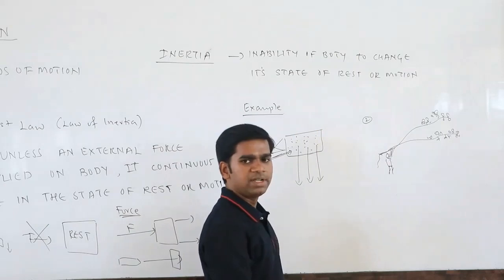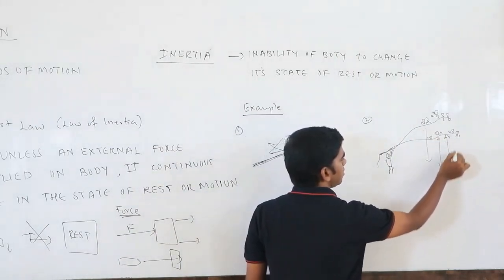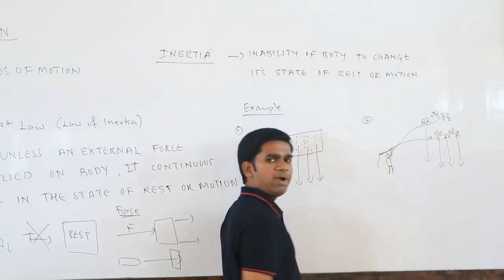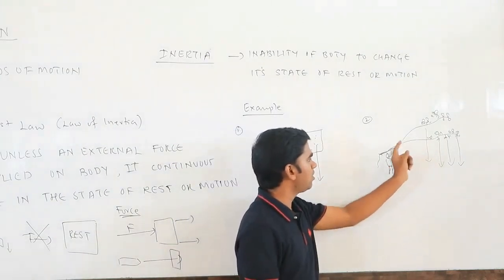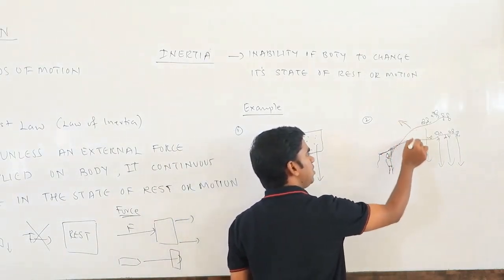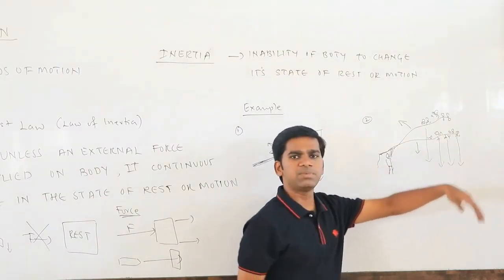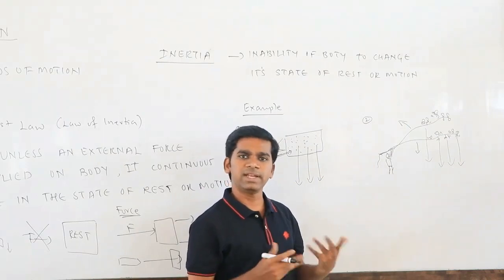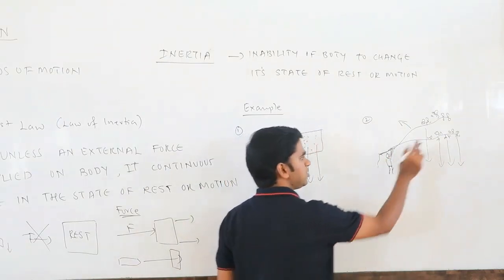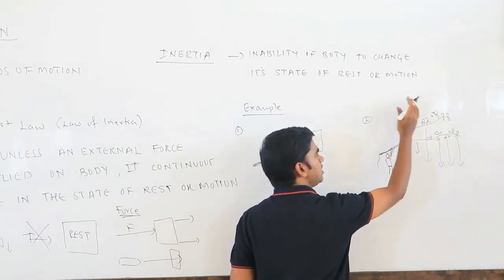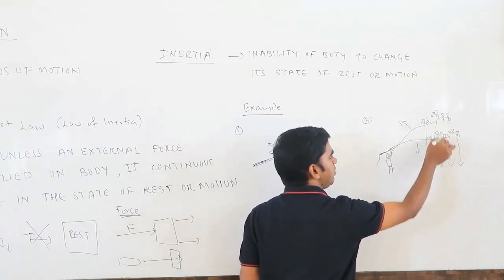So now what will happen? All the flowers fall down. Why? You are applying force on the branch. So the branch will move here and here. The branch is moving. But what about the flowers? Flowers want to be in the state of rest. So flowers are going to be in the state of rest only. When the branch moves to that side, these flowers stay where they are, so they will fall.